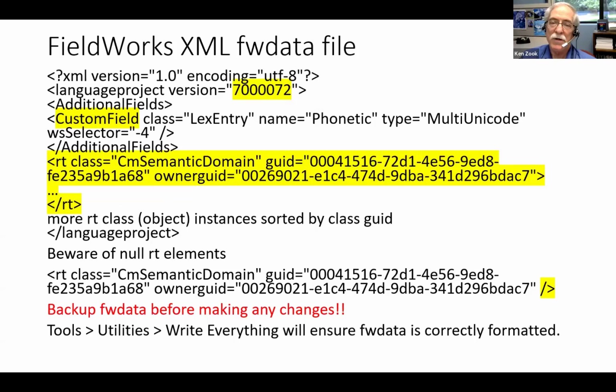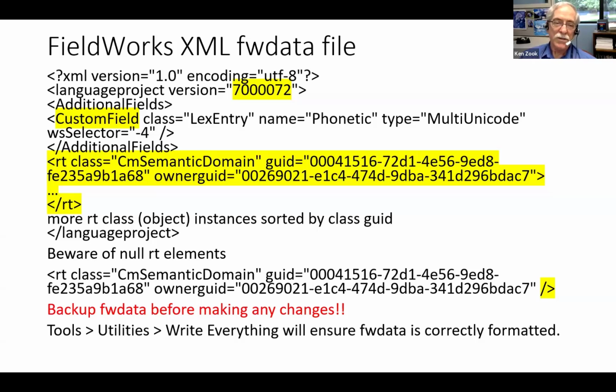So the FieldWorks XML FWDATA file is pretty simple as far as the basic structure. It's a language project element, and it has a version number. And when that version number increases, we provide a migration path for older data to come up to that version. And once the data is migrated, it can no longer be opened in any of the older versions of FLEx. And we haven't had a migration for a number of years now. We try to avoid it as much as we can, but we might do it again at some point.